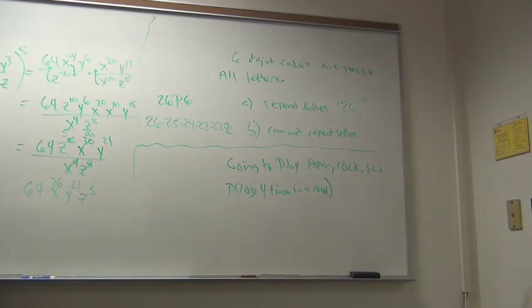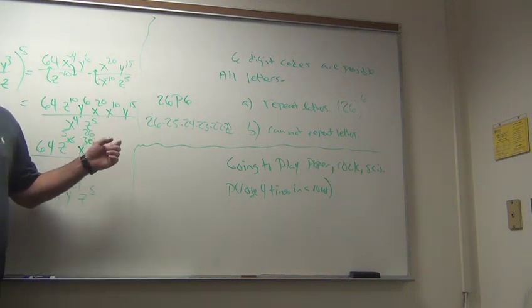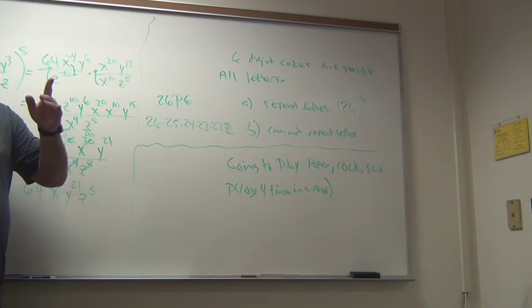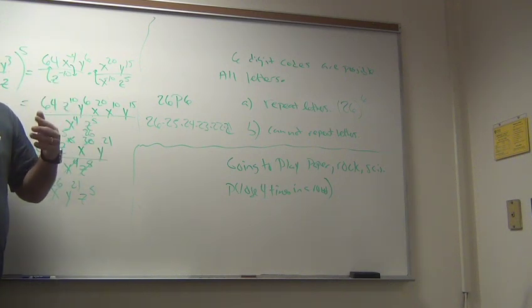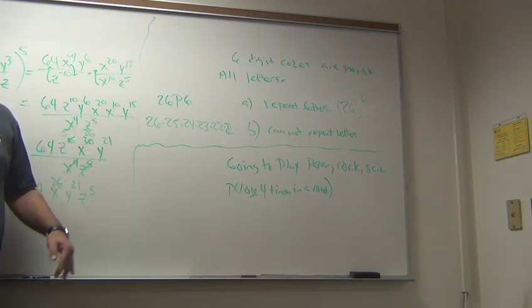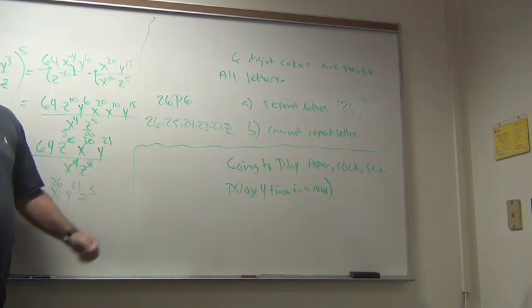And the reason why it's a permutation is the order matters. See, when you're typing in an access code, you don't get to reverse the letters around and call it good. Right? And so in that case, the order does matter, and so it's a permutation. If the order didn't matter, it'd be a combination.